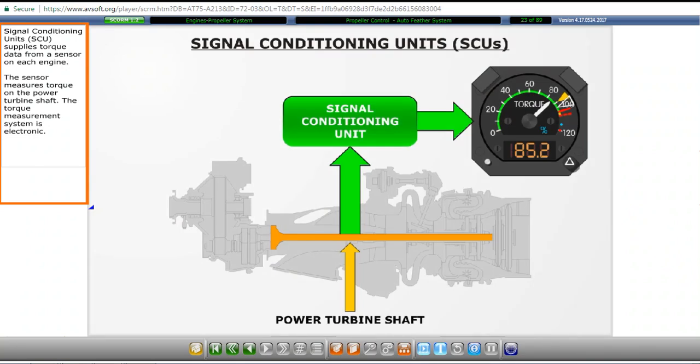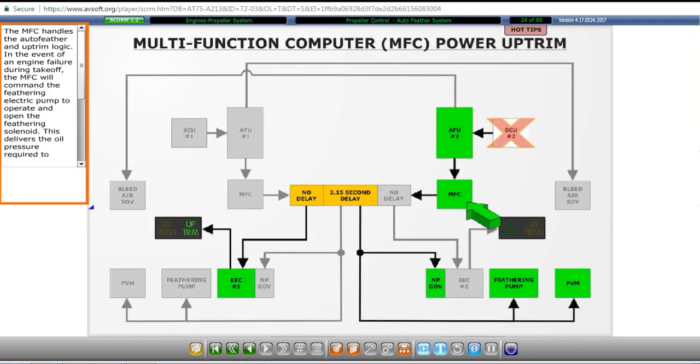Signal conditioning units supply torque data from a sensor on each engine. The sensor measures torque on the power turbine shaft. The torque measurement system is electronic. The multifunction computer handles the auto feather and uptrim logic.